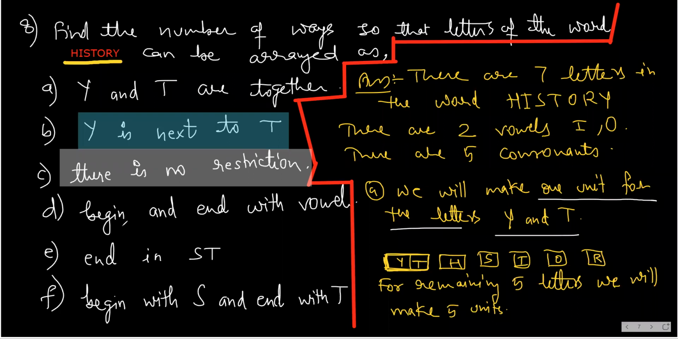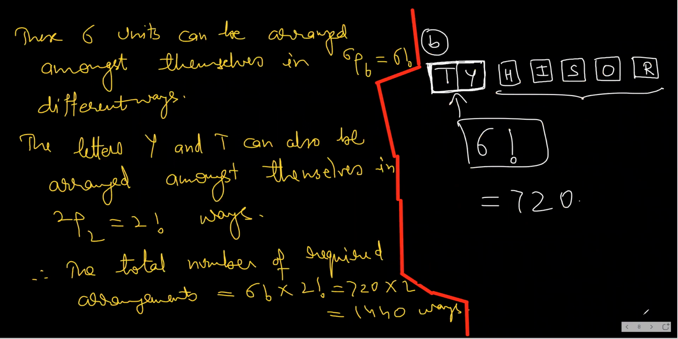Look at D. The arrangements begin and end with vowel. So how many vowels do we have? First of all, we have 2 vowels, I and O. So here I will write the answer for D.